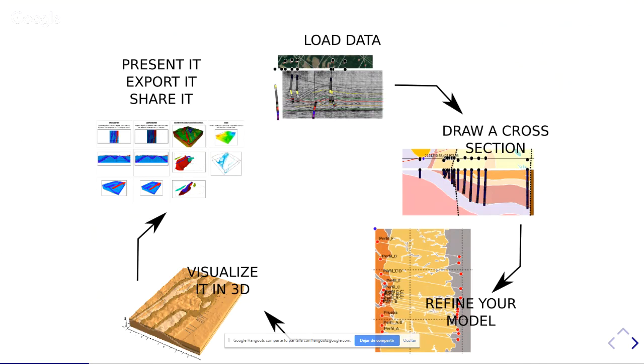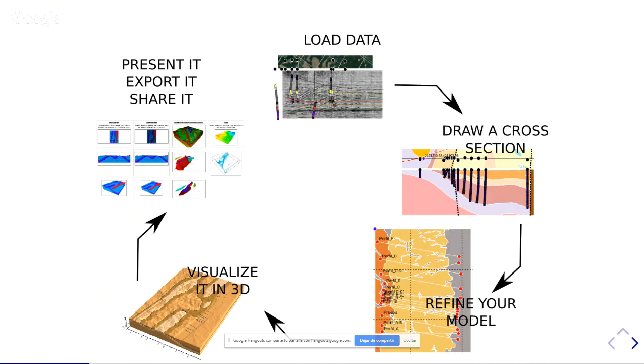So from all the data you have, you can start drawing cross sections. You can start drawing your first cross section, which will actually give two things. First, it will give a direction in which interpolation will be made, and also it will give a template of how the rest of the cross sections can be started.